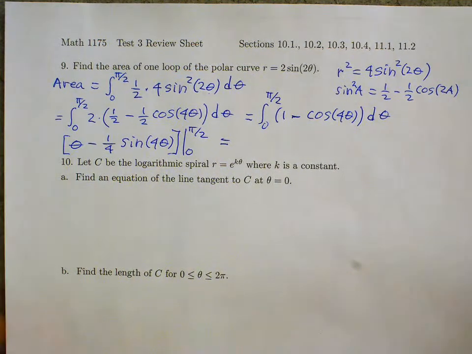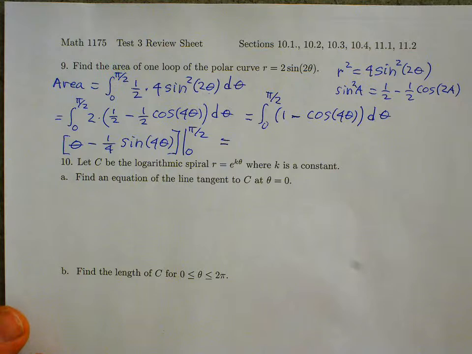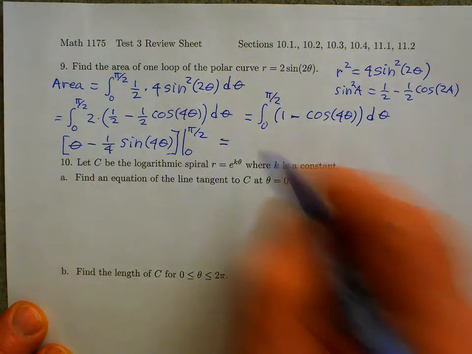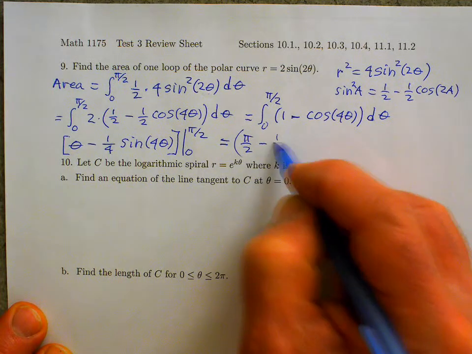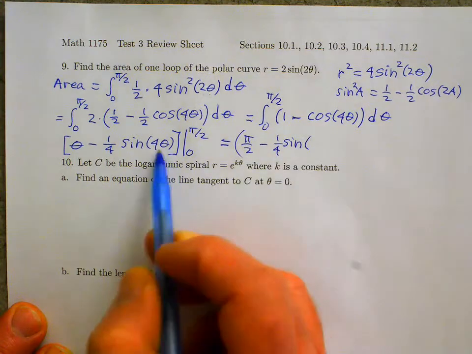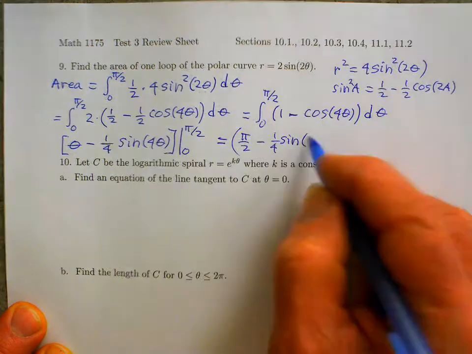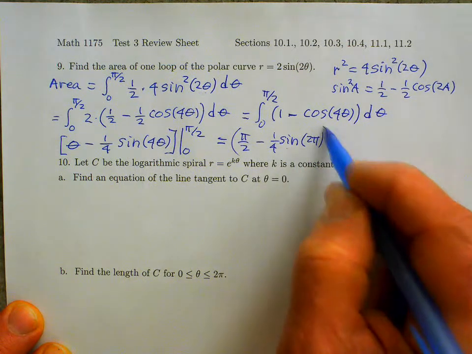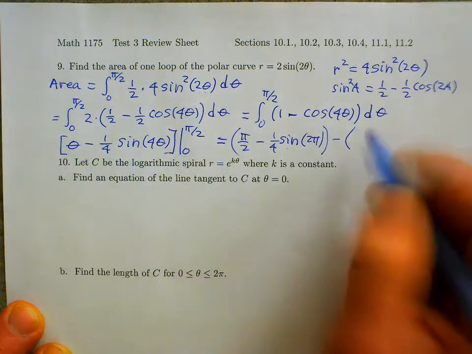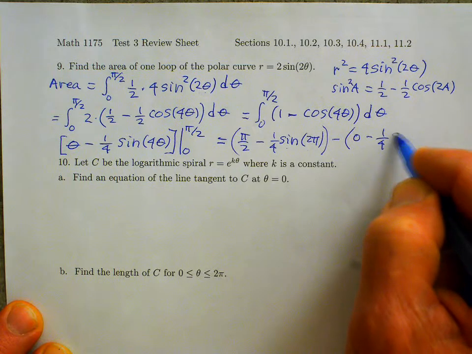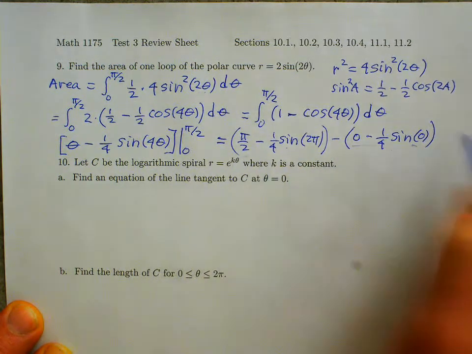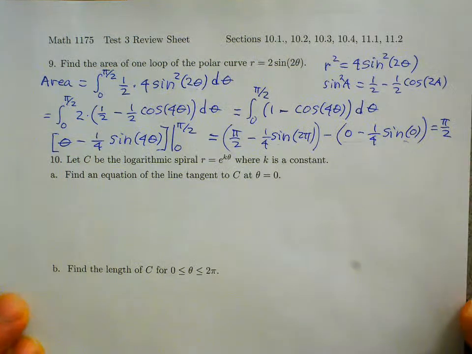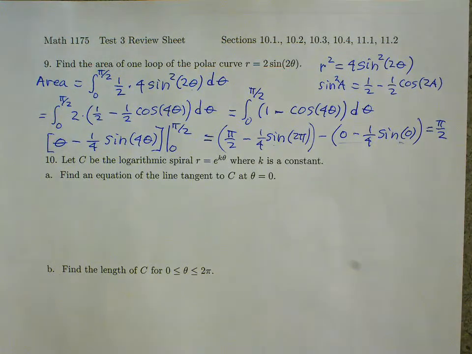So you can see right away that there's only going to be one term. All of the other 3 terms are 0 when we evaluate this. So when theta is pi over 2, we get pi over 2 minus 1/4 times sine of 4 times pi over 2, which is 2 pi. So this term is 0. Sine of 2 pi is 0. And then minus 0 minus 1/4 times sine of 0. So the only term that isn't 0 is pi over 2. So pi over 2 is the area of one loop of that polar curve.